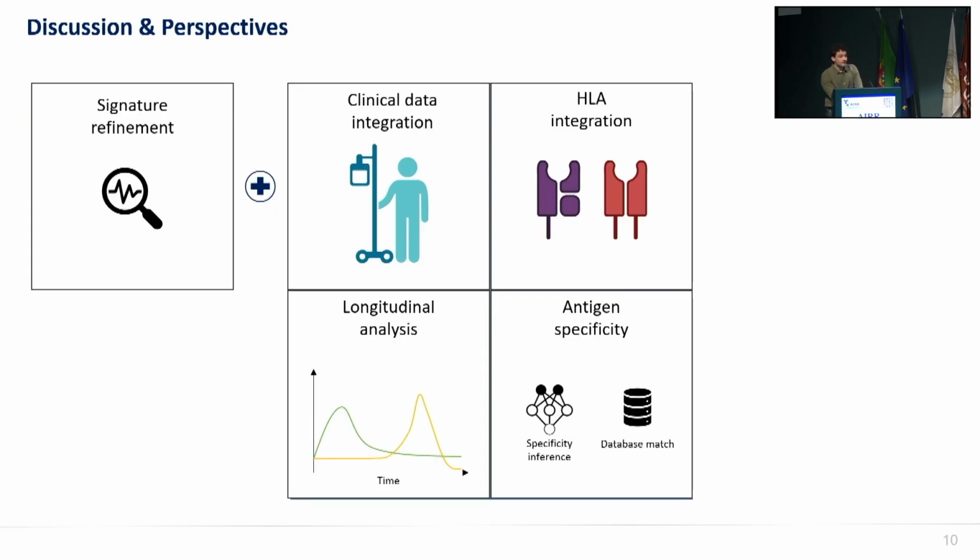So now that we've identified such signatures, we will refine them and integrate some more clinical data, information about their HLA, and then go into the longitudinal analysis of these signatures, as well as try to infer and study their antigen specificity.